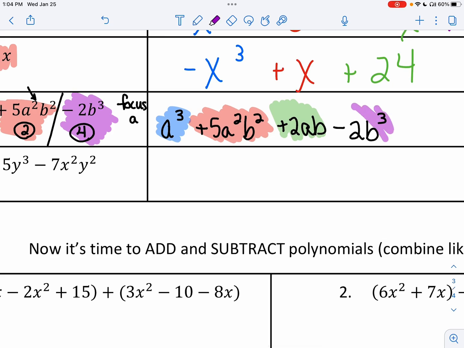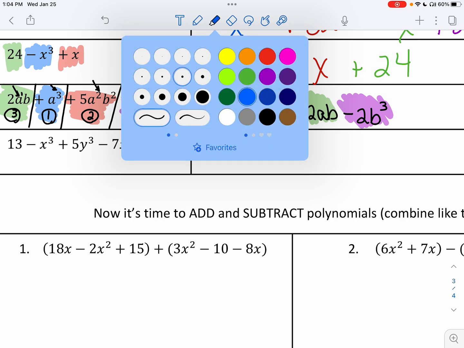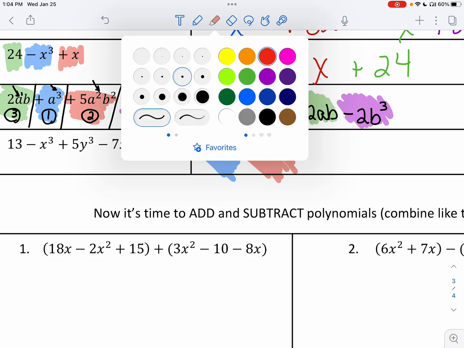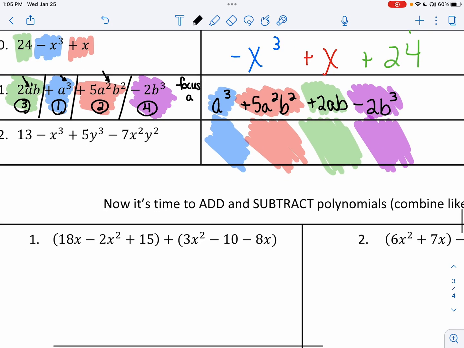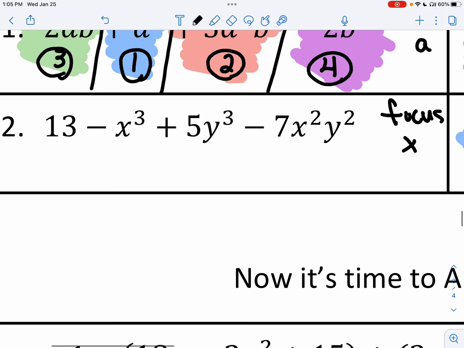We're going to repeat that process on the last problem. How many things? I have 4 things again. 1, 2, 3, and 4. Let's take a look and see which ones should fit those. So X and Y. I'm going to focus on X because that comes first in the alphabet. So find the one that has the biggest X exponent. That's this one. That's the first one.